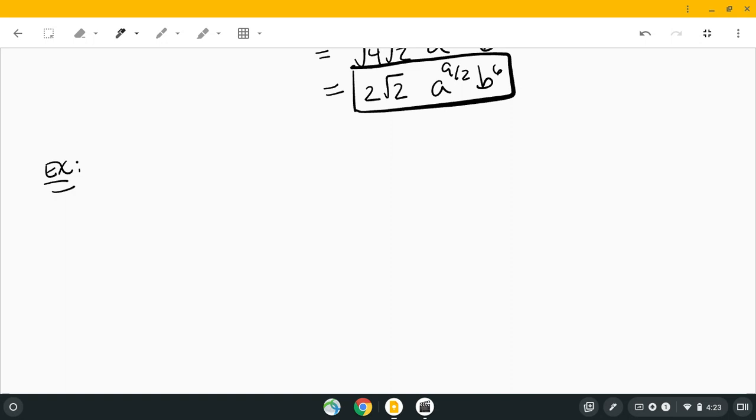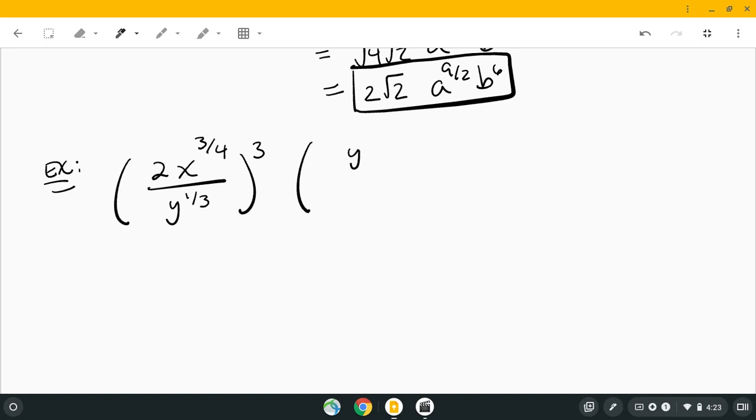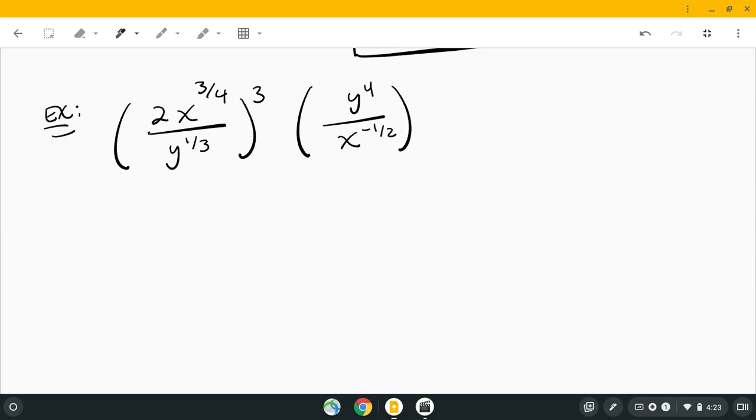All right. And let's take a look at this one, a little more complex. 2x to the 3/4 all over y to the 1/3. So this here, you don't have like denominators. And then you're going to be multiplying that with y to the 4th, x to the negative 1/2. Okay. All right. So over here, I'm going to go ahead and deal with this exponent first.